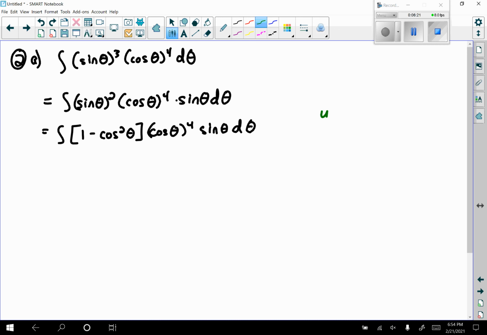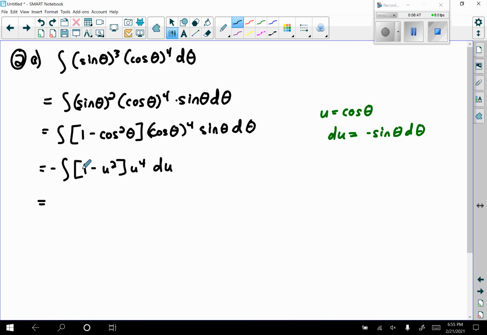So we're going to let u equal cosine theta. Again, that's what the strategy said. That way du is going to equal, well, in this case, a negative sine theta d theta. So now this becomes, I'm just going to put that negative out in front. So we have the opposite of the integral of 1 minus u squared times u to the 4th, and then we have du. So now I'll just distribute u to the 4th, so we'll get the opposite of the integral of u to the 4th minus u to the 6th du.